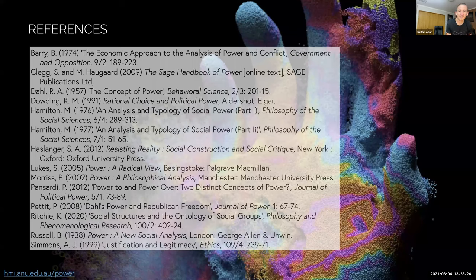I would very much recommend looking at the Sally Haslanger book there, Ted. I think that's a best version of some of that idea. Big recommendation for the Hamilton analysis and typology of social power. If you want to think more about social structures, Catherine Ritchie is there. And I strongly recommend the Power Over and Power To paper by Pamela Pansardi.